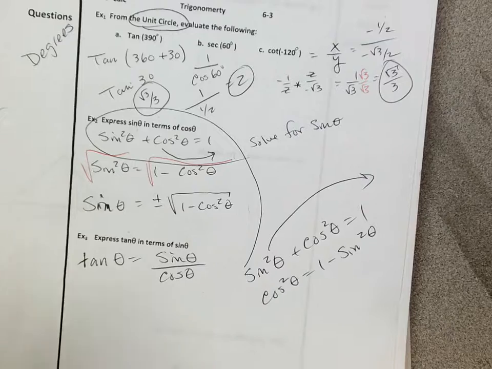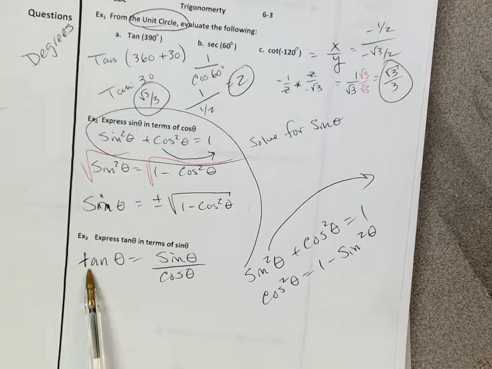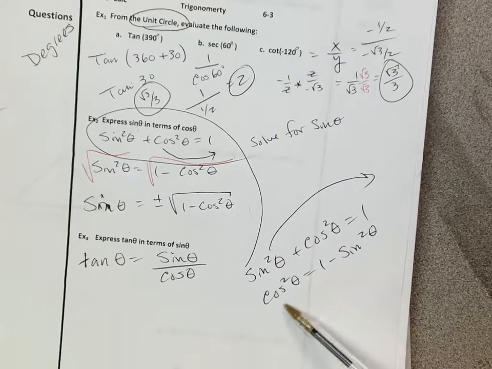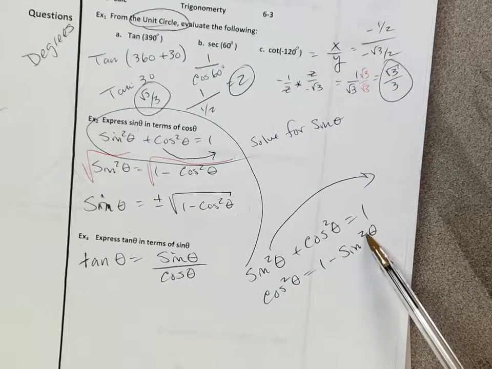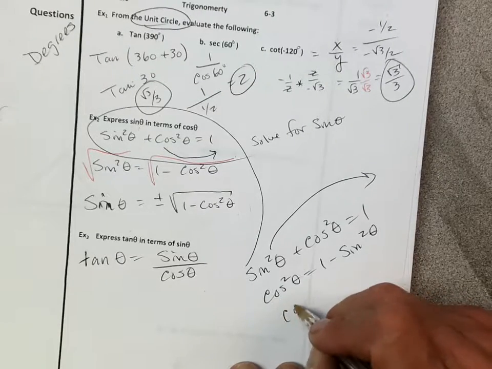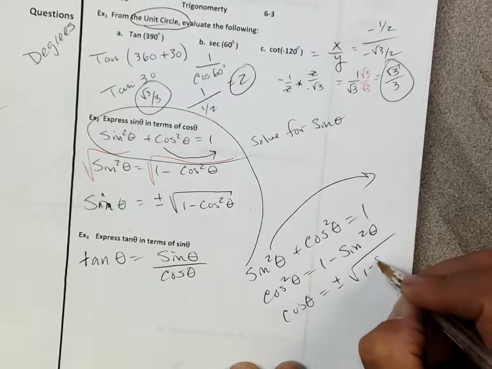Okay, what am I doing? I want to get rid of the cosine, because I want tangent in terms of sine. So I'm going to continue working on this until I get cosine in terms of just sine, and I'll substitute it in. So then I'll take the square root, and cosine of theta is equal to, again, plus or minus the square root of 1 minus sine squared theta.